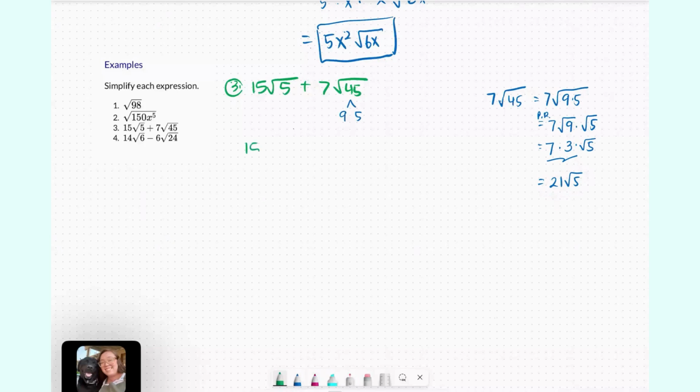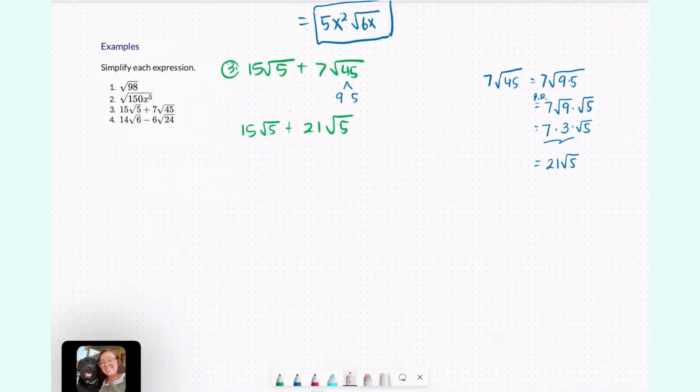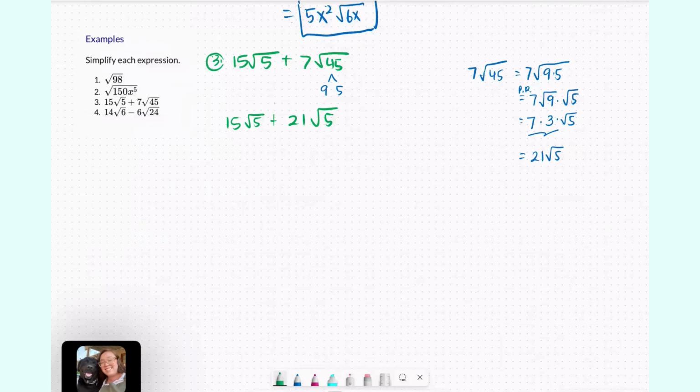So we're going to have 15 square roots of 5 plus 21 square roots of 5. Now that these are both root 5s, I can add the 15 and the 21 together to get, what is that, 36 square root 5. There you go. So a little bit of extra review built in there, but that's okay.